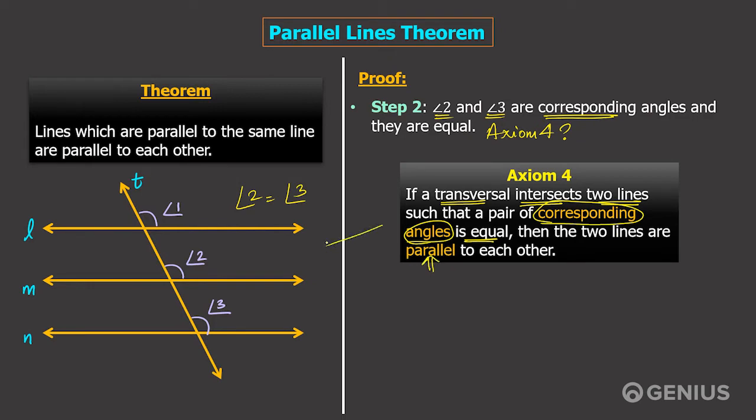So in our diagram, the line T is the transversal that intersects M and N such that the corresponding angles, which ones? Angles 2 and 3, are equal. So therefore we can conclude that line M is parallel to line N, right? So this proves the theorem that lines which are parallel to the same line are parallel to each other. Wasn't it simple? Moving on.